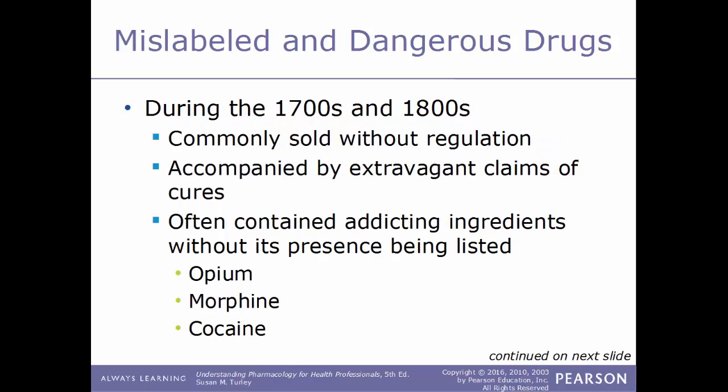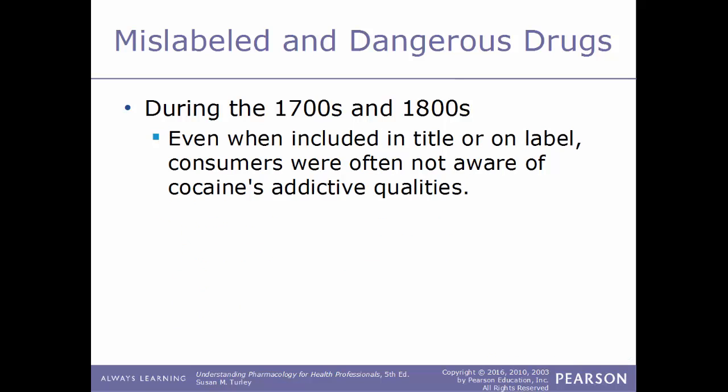Now, during the 1700s and 1800s, drugs were commonly sold without any kind of regulation. So these were accompanied by very extravagant claims of cures. And many of these drugs would contain very addictive ingredients that were never mentioned or described in medicine, such as opium or morphine or cocaine. Even when addictive ingredients such as cocaine were listed in the title, consumers were often not even aware of what cocaine was or its addictive qualities.